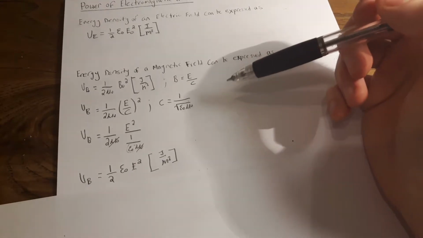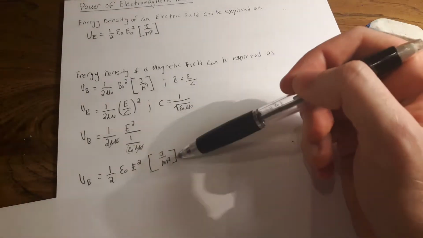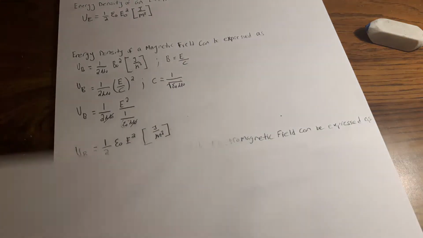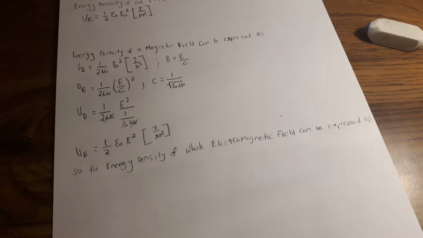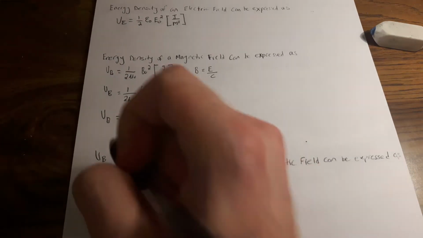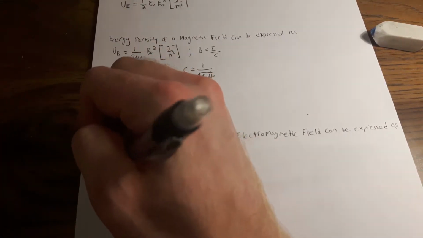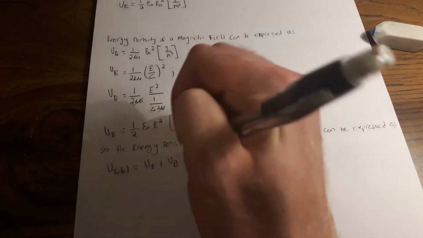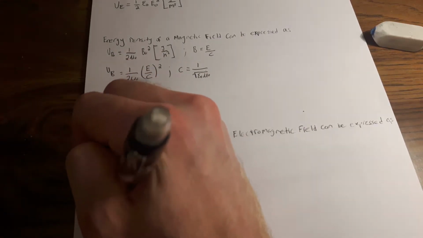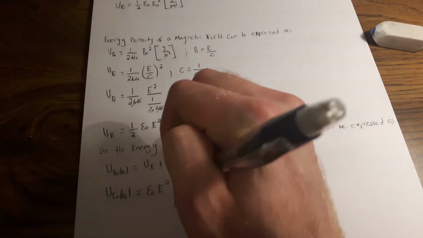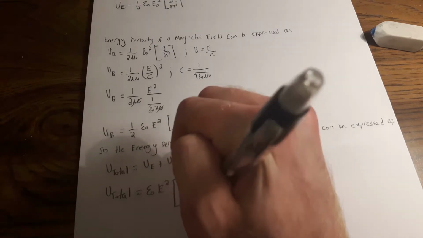So this is a very interesting result because it tells us that there's the same energy density in the magnetic field as there is in the electric field. So if we then wanted to calculate the energy density of the entire electromagnetic field, we would simply add these two together. So U total is equal to U_E plus U_B, or U total is equal to epsilon naught E squared joules per meter cubed.